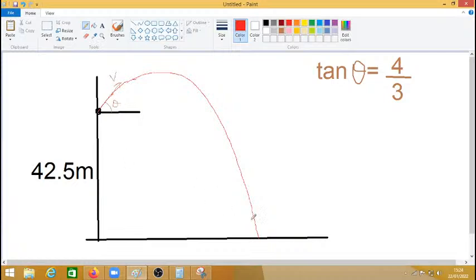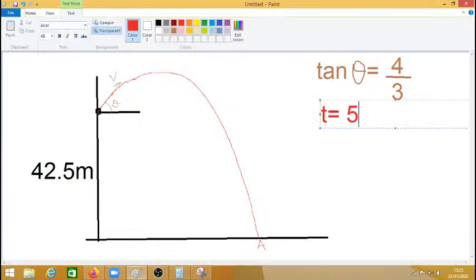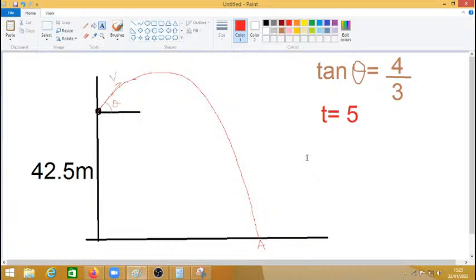So the question is, when it hits the ground, let's call that point A. That's a distance that we want to find out. And we also want to find out what's this velocity here. What we are told is that it takes 5 seconds for it to hit A. So let's write that down. The time is equal to 5 seconds. Okay, question number 1 is to work out V.